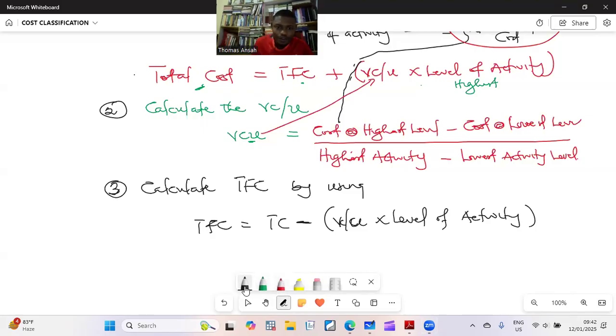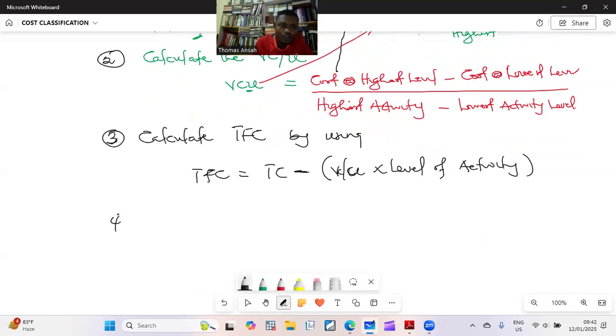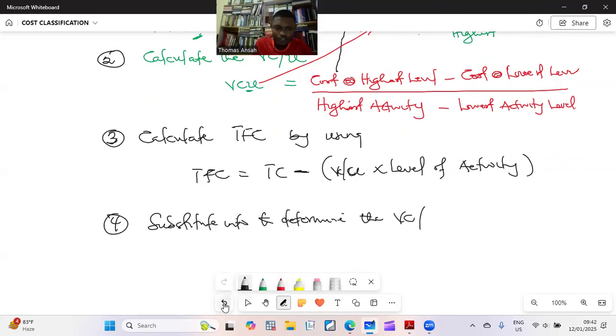Then now that you have been able to ascertain the fixed cost using the highest level of the activity, your step 4 is to also use your step 2. So what you can do is that you can calculate the final level, which is your total cost at any of the levels. All right. So substitute into the equation to determine the variable costs and the fixed cost at any level.